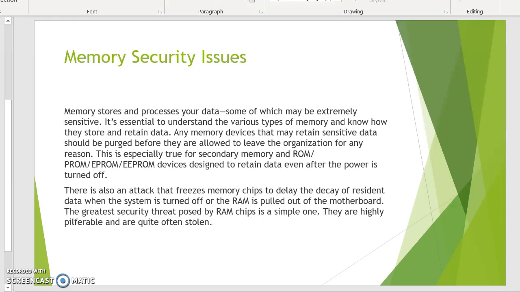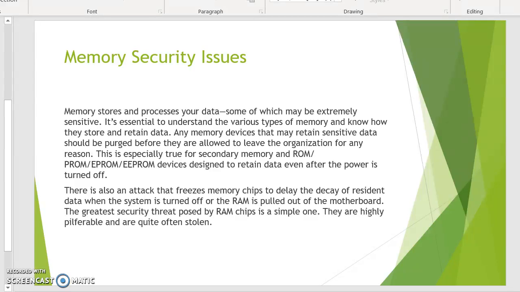Now let's talk about memory security issues. Memory stores and processes your data, some of which may be extremely sensitive. It is essential to understand the various types of memory and know how they store and retain data. Any memory device that may contain sensitive data should be purged before it is allowed to leave the organization for any reason. This is especially true for secondary memory and ROM, PROM, EPROM, and EEPROM devices designed to retain data even after the power is turned off.